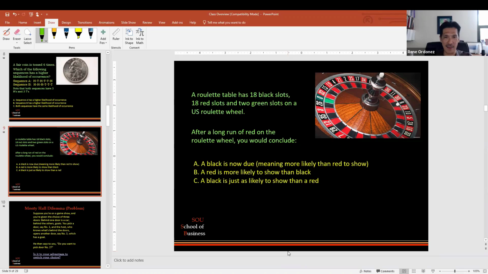The fact that maybe 5 black showed, the probability of that 6th one will still be the same as what was that? 18 and 18, so half probability. Okay.